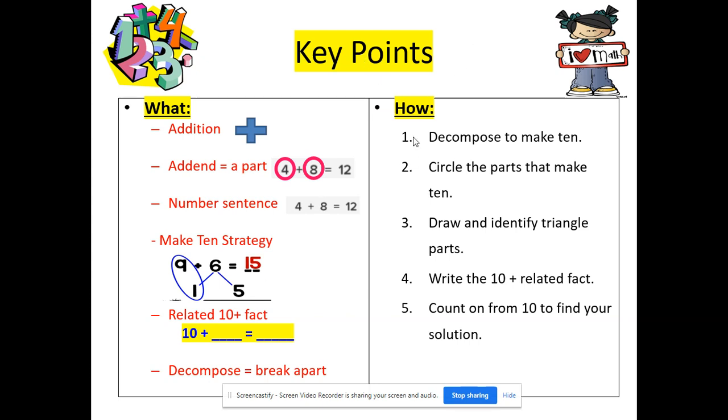How are we going to do this? Well, step 1, we're going to decompose to make 10. Step 2, circle the parts that make 10. Step 3, draw and identify triangle parts. Step 4, write the 10 plus related fact. And step 5, we're going to count on from 10 to find your solution.